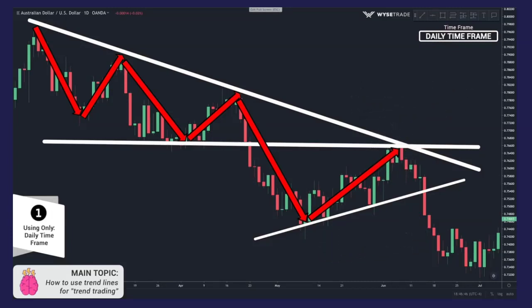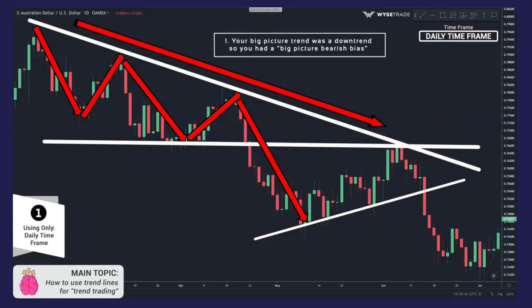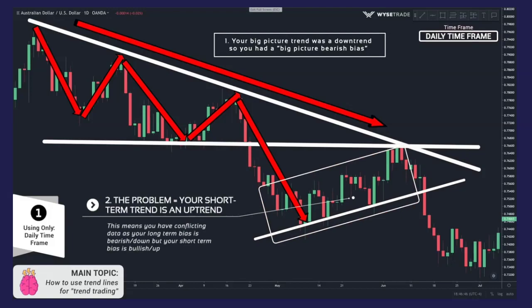Now, this is a lot to take in, so let's recap this one more time to drive the point home. First, your big picture trend was a downtrend, so you had a big picture bearish bias. The problem is your short-term trend was an uptrend, meaning price is currently moving with bullish momentum and can easily break right through your long-term trend line. This is why we needed to wait and see if we could get bearish price action to occur inside of the short-term uptrend, so that the short-term trend would be bearish to match the long-term bearish trend.